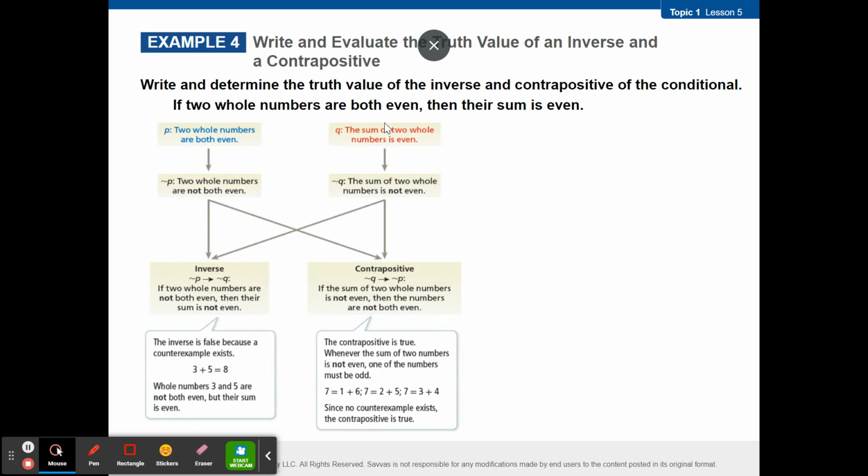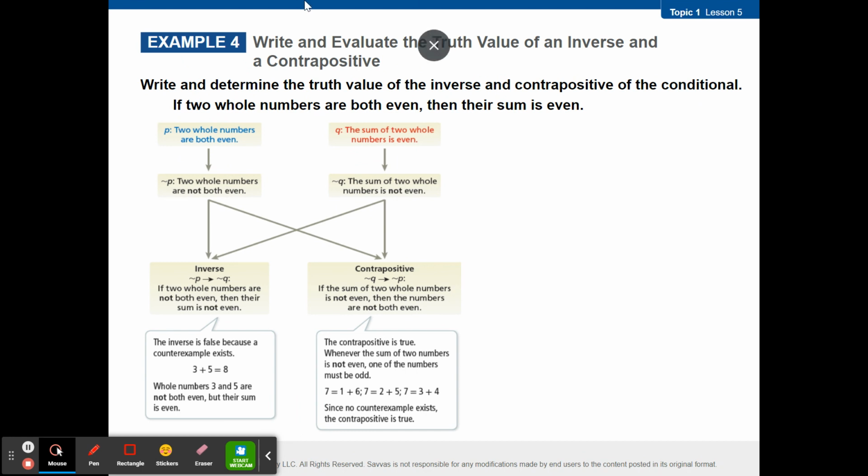Now, let's take a look at example 4. This is saying write and determine the truth value of the inverse and contrapositive of the conditional. If two whole numbers are both even, then their sum is even. So the hypothesis was in this case, two whole numbers are both even, and the conclusion was that the sum of the two whole numbers was even. Now we learned about converse yesterday. We would just take these two and we would flip it. Okay? But for an inverse and contrapositive, we need to negate it.